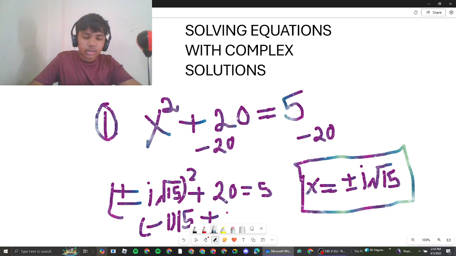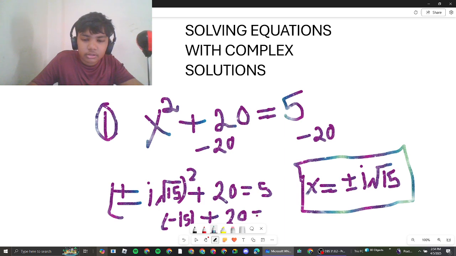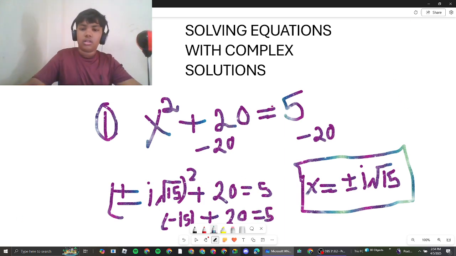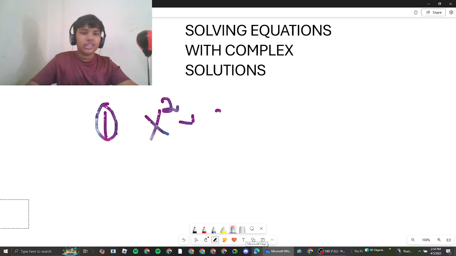so negative 1 times 15 plus 20. We can rewrite this as minus 15 plus 20, and yes, this does equal 5. So we verified our solution. It's all good. This is the solution. So now let's go to a little harder one.